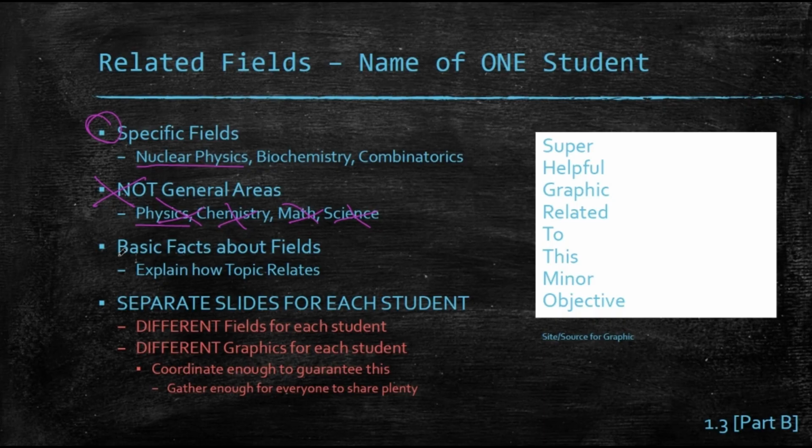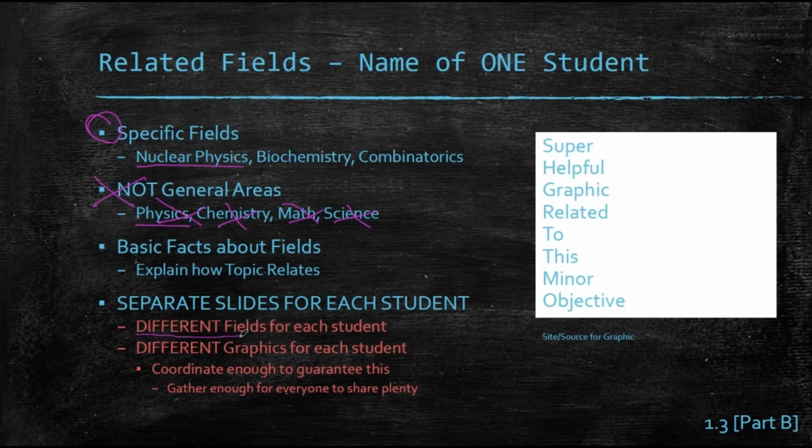Then, again, very basic beginning facts here. We're not meant to go super deep into anything in this beginning part. Explain how the topic relates to the field. So if you're talking about nuclear physics, say why your topic is important for nuclear physics, or say how nuclear physics led to your topic. It can go in either direction.